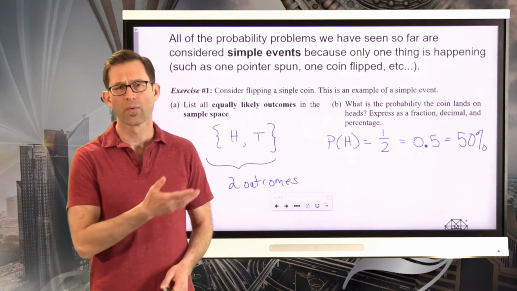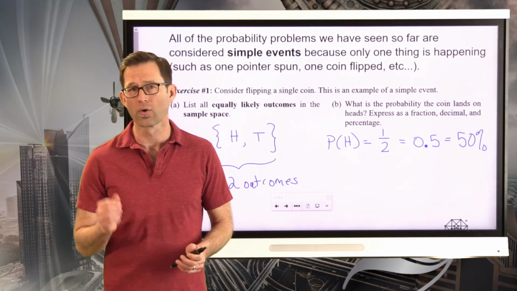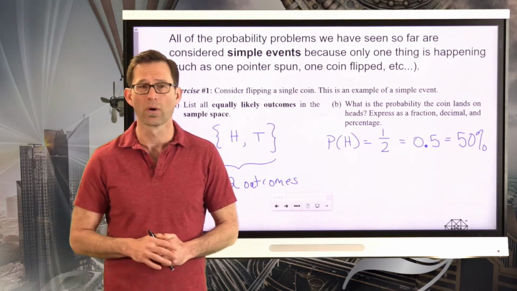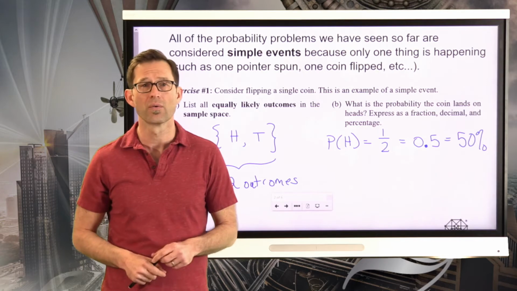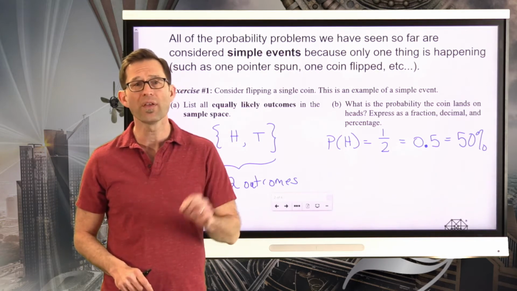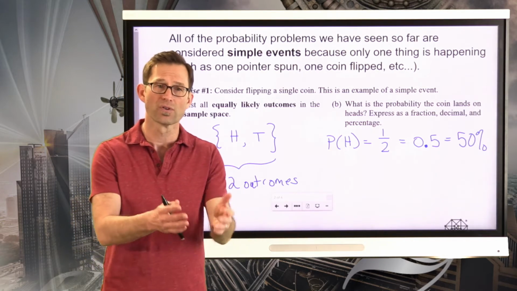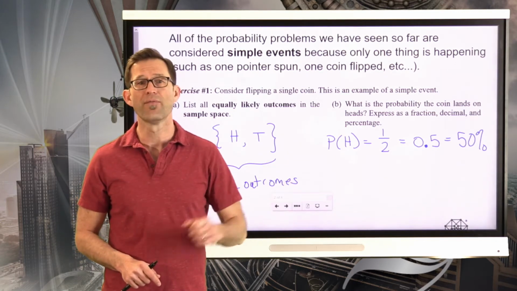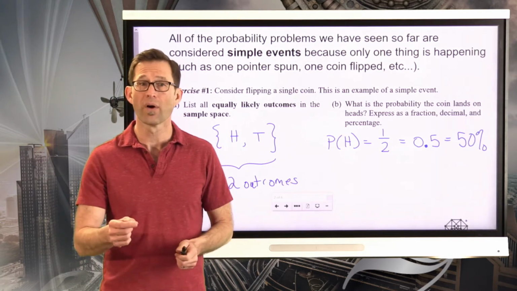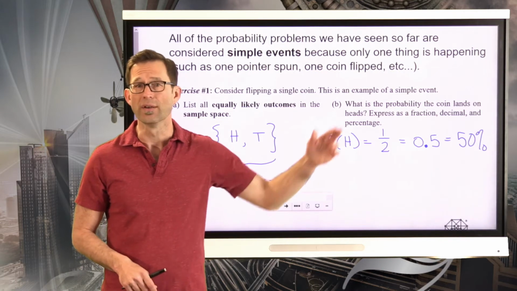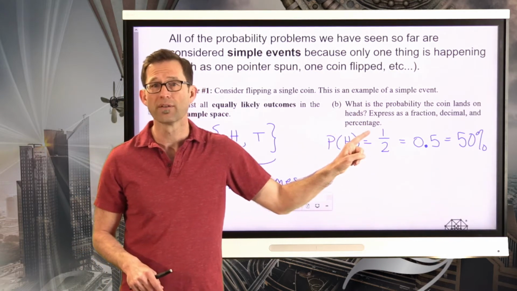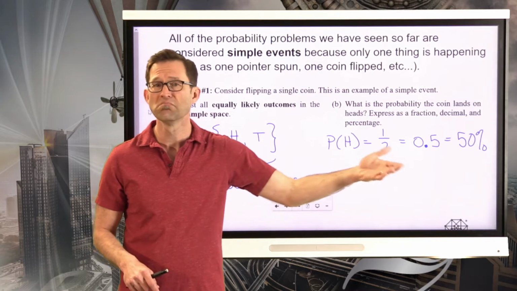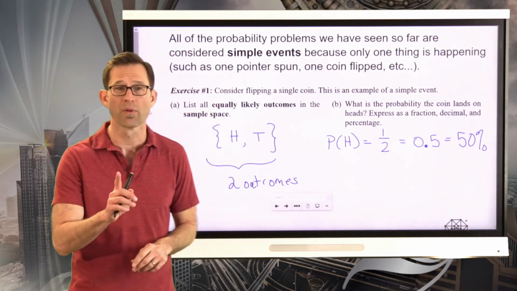And this is simple. It wouldn't matter whether we were looking at flipping a coin or rolling a die once or spinning a pointer. If there's only one thing that happens, it's pretty easy to say, well, here's all the equally likely outcomes. Here's how many of them fall into the event that I'm trying to find the probability of. So I do that ratio of the number that fall into my event divided by the total number, and then I have my probability. Simple enough.